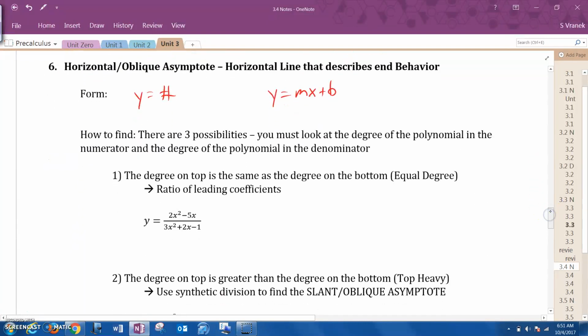How to find it? There are 3 ways to find it. You have to look at the degree on the top and bottom, the highest degree. Okay? If they are the same, so if we look at this example, it says 2x squared is the highest one, 3x squared, then it's the ratio of the leading coefficients. So we would just say the horizontal asymptote is the ratio of the numbers in front, which happen to be 2/3 here. And that's it. If the highest powers are the same, that's what you get.